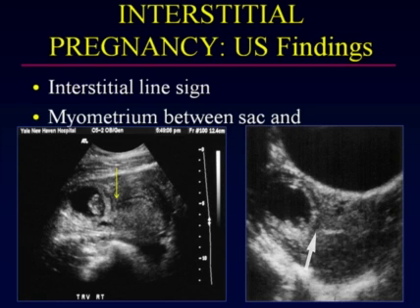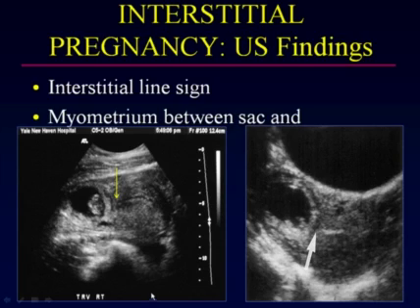A finding that's been described in the literature is an interstitial line sign, which means that if you look between the edge of the interstitial pregnancy, you can see a little echogenic line that connects it to the endometrial stripe. And this is an example from the literature. And I should say that that little echogenic line is believed to represent the residual of the interstitial portion of the tube.